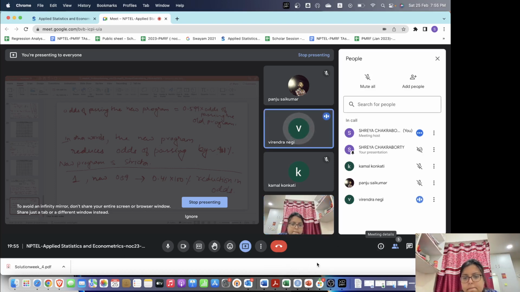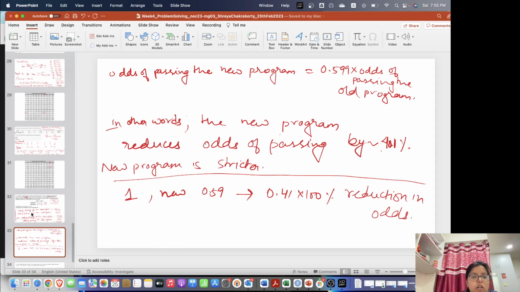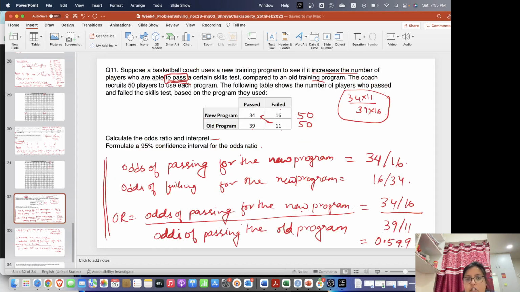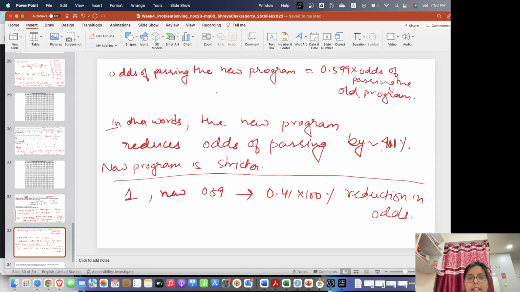Ma'am, explain this part much more. Okay. So here, you understood how we are calculating the odds of passing? Yes, ma'am. So the odds ratio is the odds of passing of the new program with respect to the old program. The odds ratio is less than 1. What it is implying is that the odds of passing the new program is less than the odds of passing the old program.